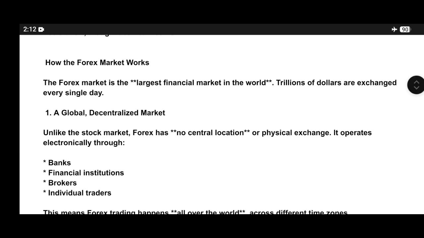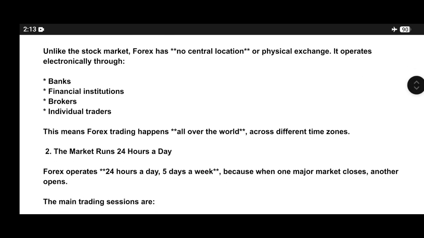Number one, a global decentralized market. Unlike the stock market, forex has no central location or physical exchange. It operates electronically through banks, financial institutions, brokers, and individual traders. This means that forex trading happens all over the world across different time zones.